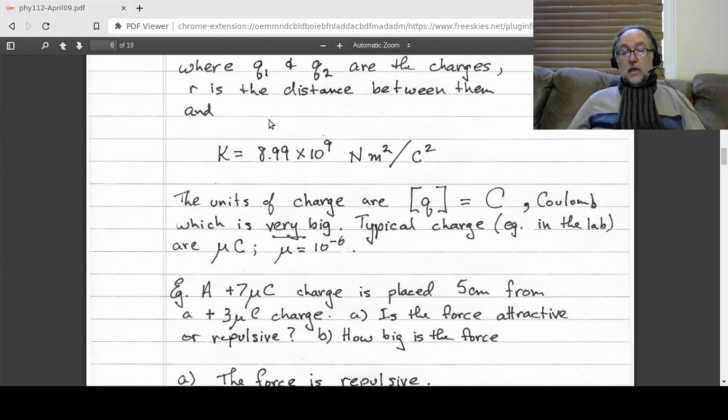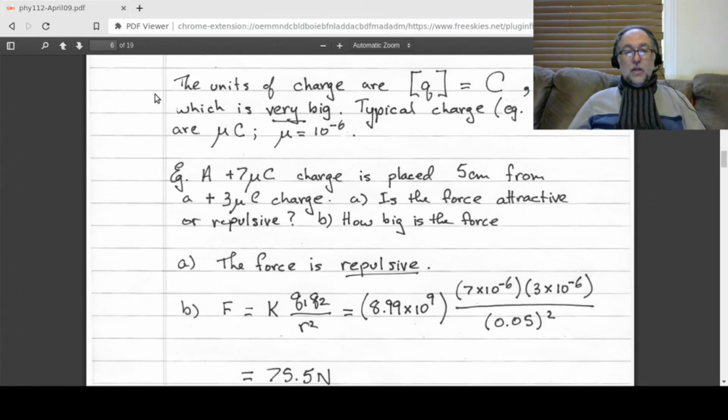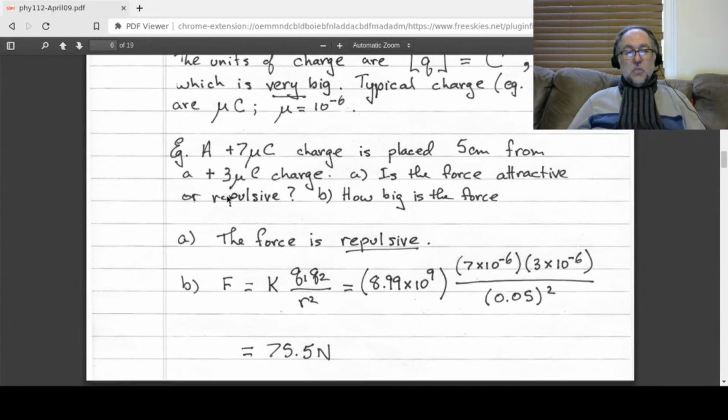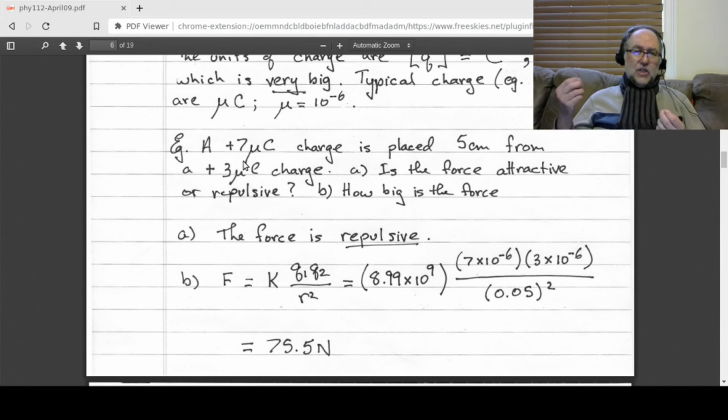There's Coulomb's law, and let's do a simple example with it. We're not going to do a lot of problems with Coulomb's law because, generally speaking, we're not that interested in just isolated charges. We're going to be more interested in charges that build up certain configurations, as you'll see. Here we have an example where I have a 7 microcoulomb charge, placed 5 centimeters from a 3 microcoulomb charge. Both of them are positive, and I ask two questions: is the force attractive or repulsive, and how big is the force? Well, the first thing is, they're both positive charges, and positive and positive repel. So the force is repulsive.